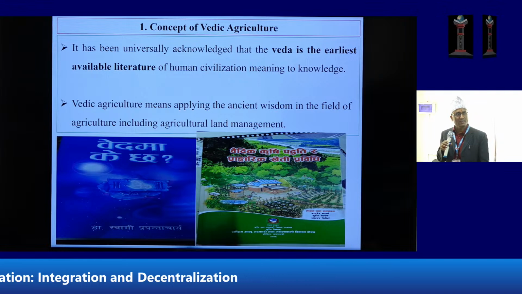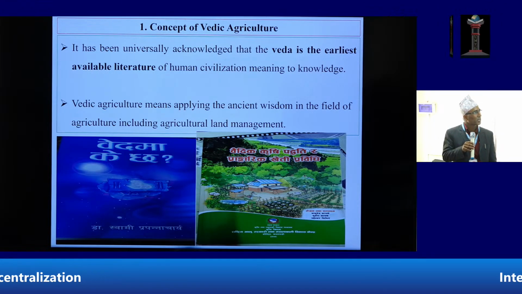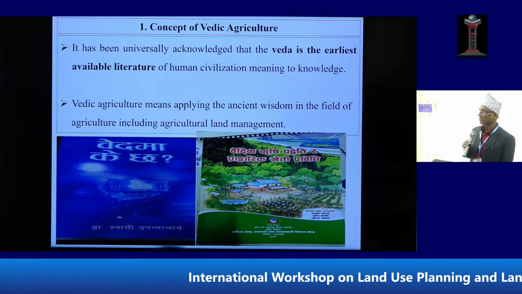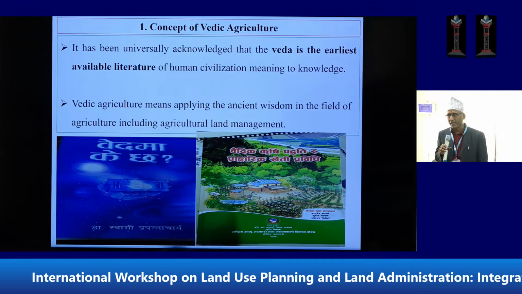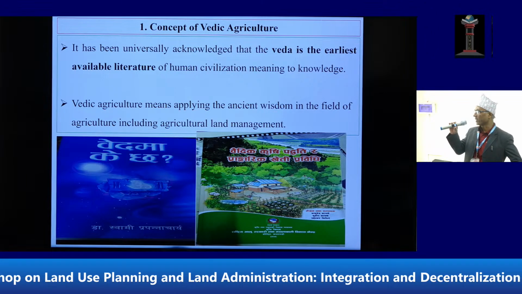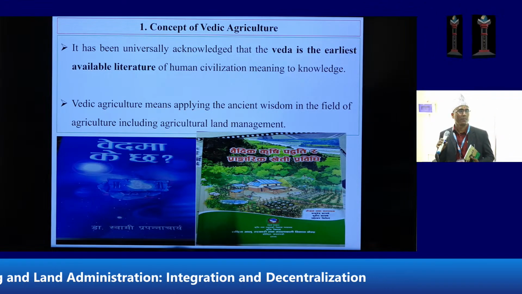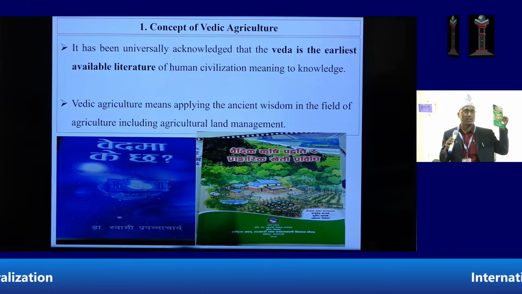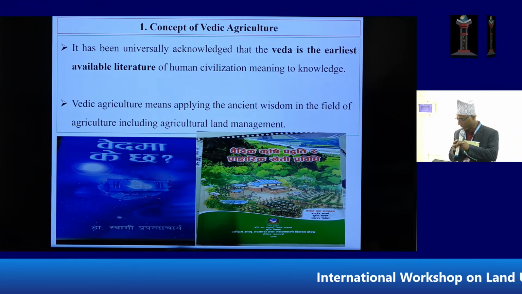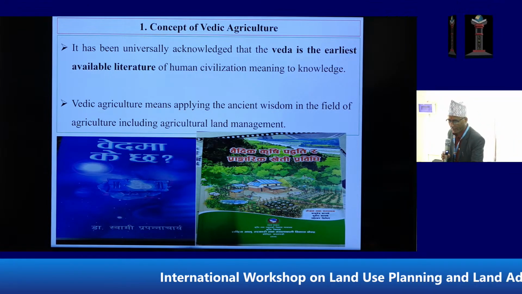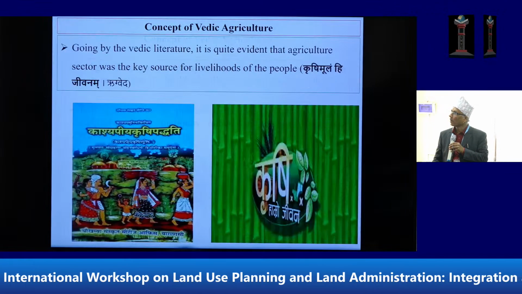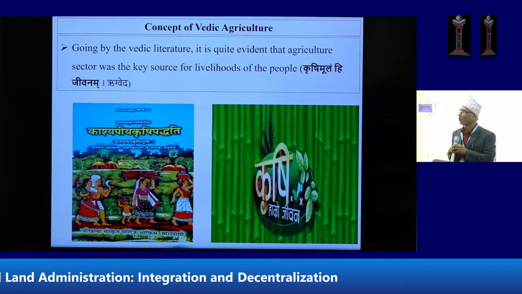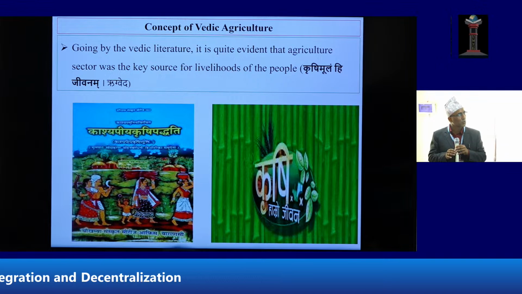Basically, the Veda is considered one of the oldest literatures in the world, and it contains much ancient wisdom in the field of agriculture, including agricultural land management. Here is a book which we have written, Vedic Krishi Paddhati, a small book in which we have collected different facts about the agricultural system in ancient times, in the Vedic period as well as the Pauranic period. There is one sloka I have adapted from the Rig Veda: Krishi Mulam Hi Jivan. It means agriculture is the main source of livelihood.